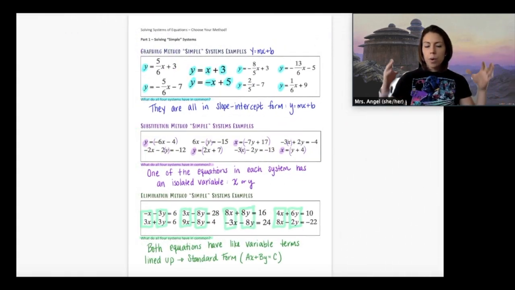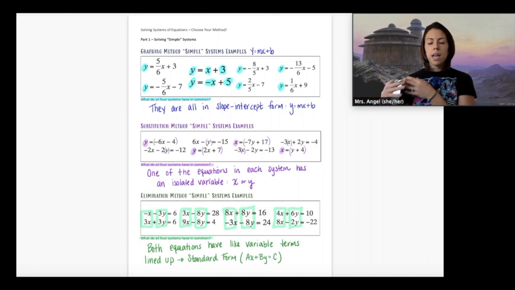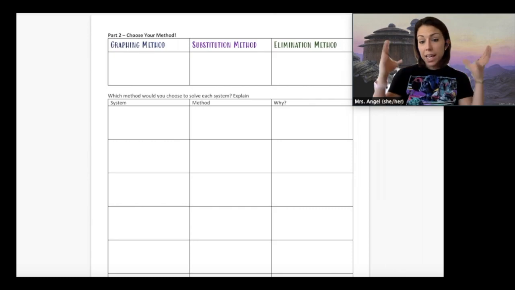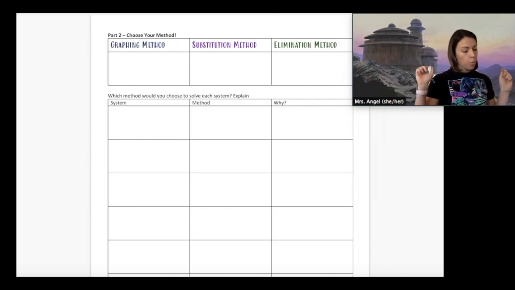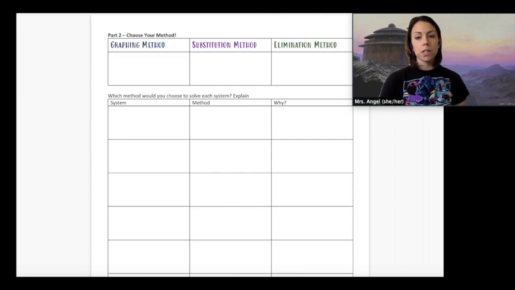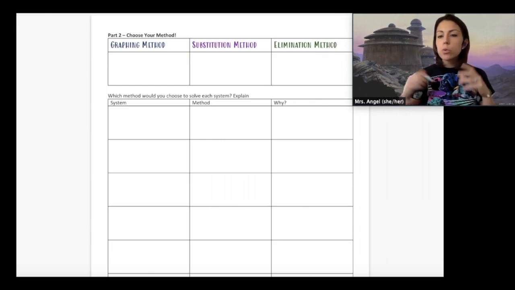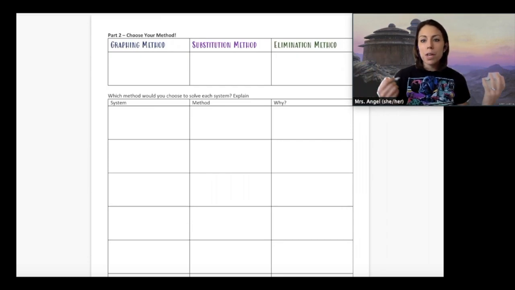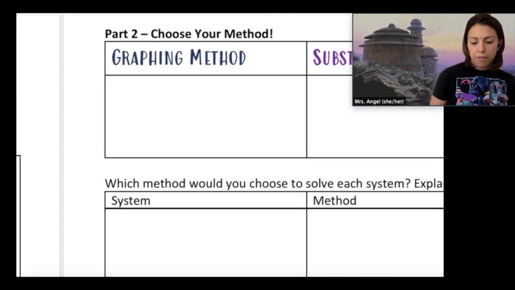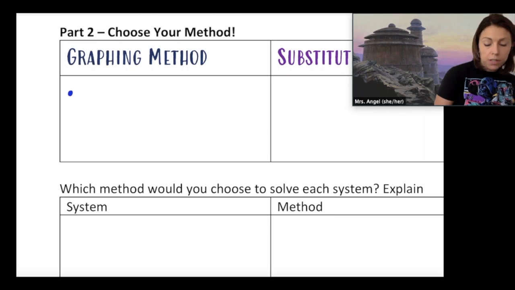So let's take what we just noticed about these patterns and start making some conclusions of which method works best given a specific system. On this page, I'm going to give you a bunch of systems. You're going to figure out which method you would use to solve each system based on those patterns we just saw. So let's write some conclusions from the previous page. When would you ever choose graphing? Because graphing, we know, tends to take the most amount of time. Well, I think we would use graphing when the equations are in slope-intercept form.